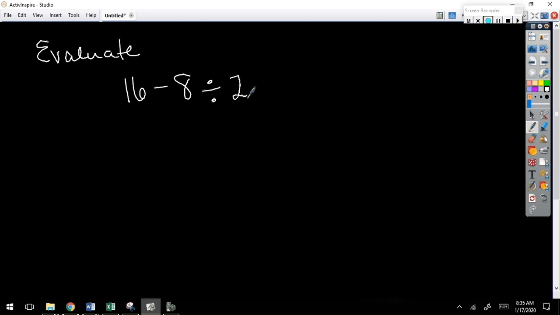Let's do an example. Let's say I need to evaluate. What does evaluate mean? Solve it or simplify it or get it down. Tell me what it equals. Tell me what it simplifies to. 16 minus 8 divided by 2 squared plus 14. And I'm going to write PEMDAS over here just so we have it to reference.